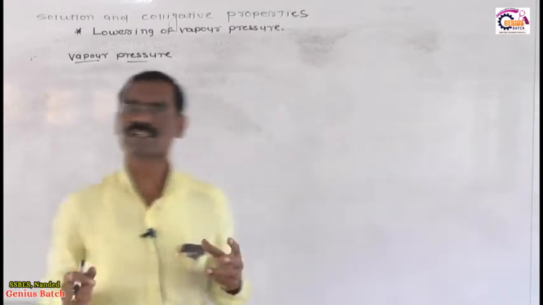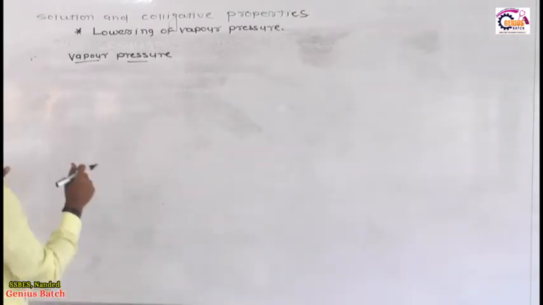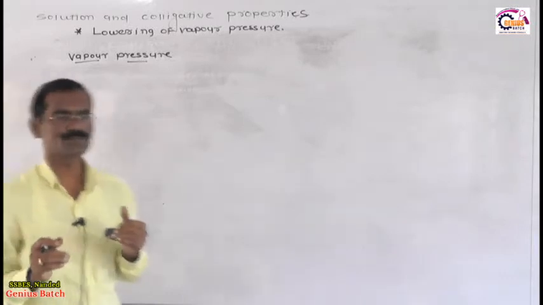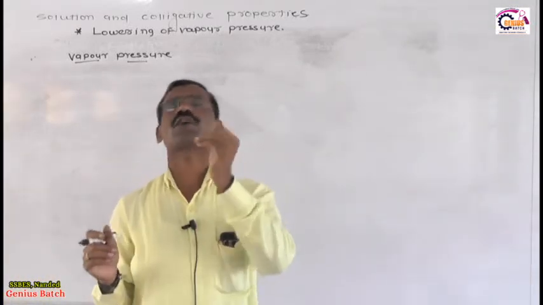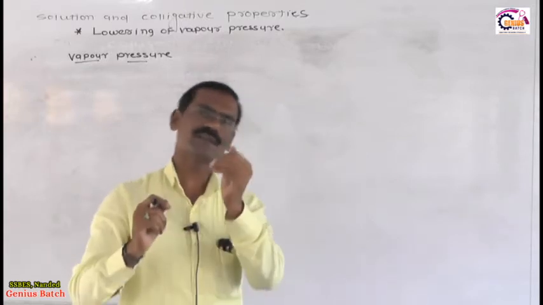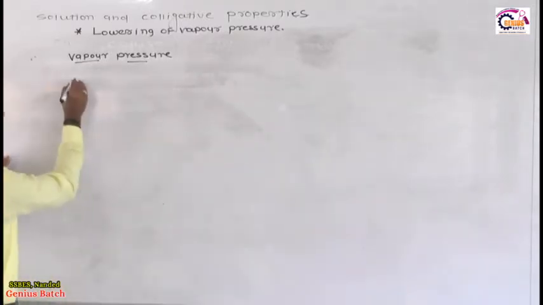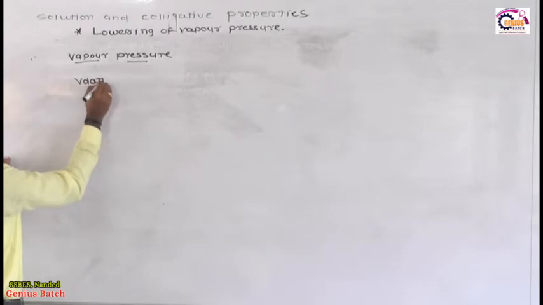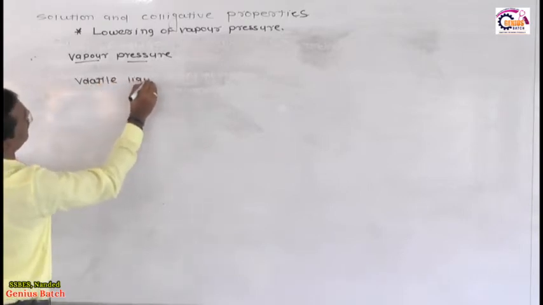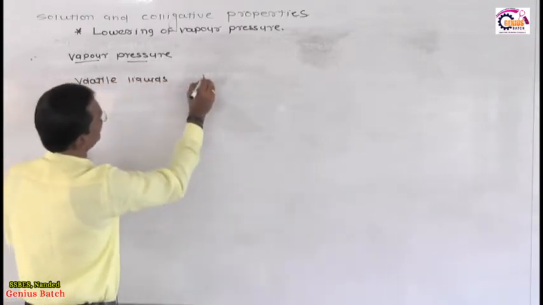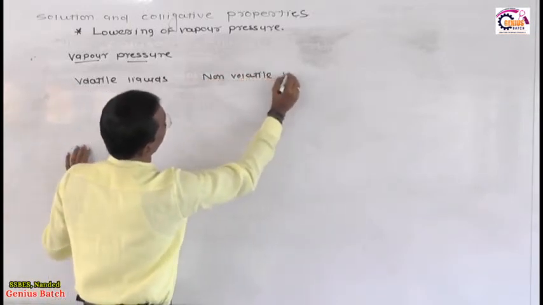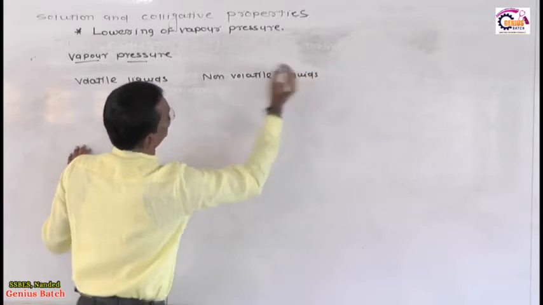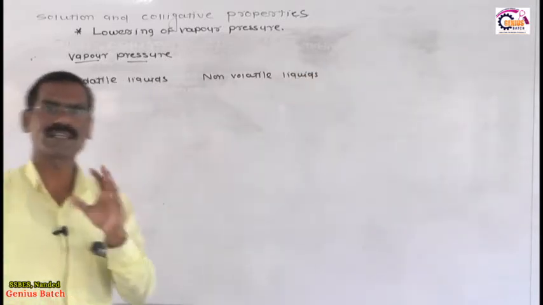So in vapor pressure, suppose for example we have two types of liquid. One is a volatile liquid, the other one is a non-volatile liquid. What is the difference between volatile and non-volatile? See toward the board. Suppose I am explaining in front of you what is the meaning of volatile liquids, and the second important thing, what is the meaning of non-volatile liquids. Now we have two types of liquids: one is a volatile liquid, the other is a non-volatile liquid.